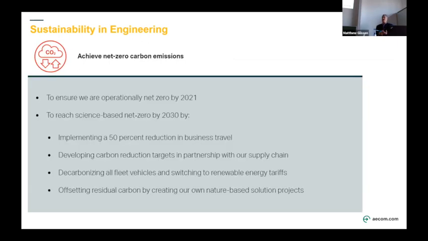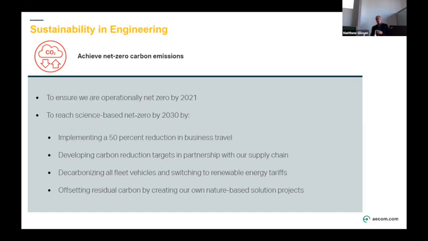Achieving net zero, our ambition stated a few years ago was to be operationally net zero by 2021. Of course, we achieved that mainly on the back of COVID. We had people not traveling, we had offices not using any power. It was quite an easy target in that sense. But we've built on that. During the pandemic, we've reduced the sizes of our offices. We've moved to more energy efficient buildings, and we've adopted hybrid working in one form or other around the world for our staff.